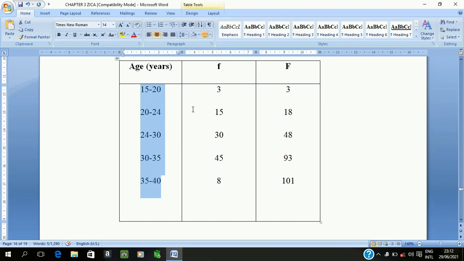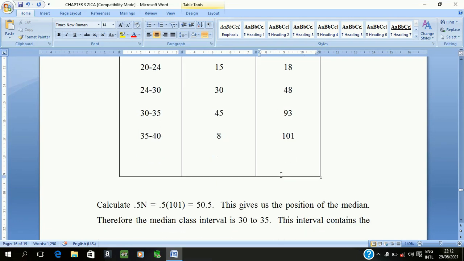Apart from ensuring that data is in order of size, which is always the case when you're dealing with grouped data, the next thing you need to do is create a cumulative frequency. So what is a cumulative frequency? It's just an addition of frequencies. For example, the frequency was 3 here. This 3 plus the next frequency 15 gives us 18. 18 plus the next frequency 30 gives us 48. 48 plus 45 gives us 93. 93 plus 8 gives us 101. That's the cumulative frequency.